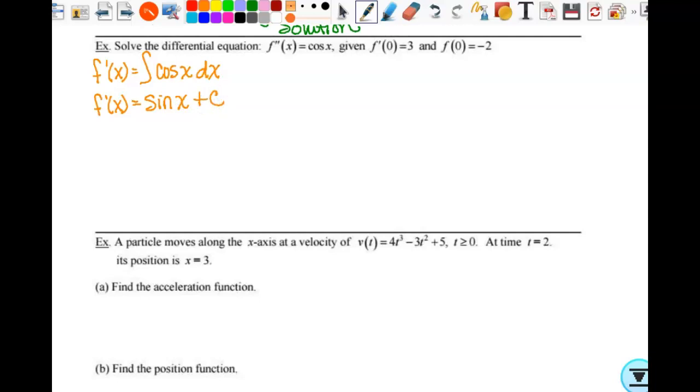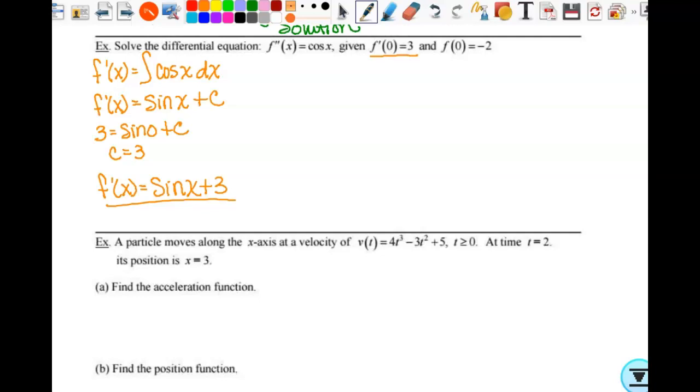Okay, so now I need to find this particular solution before I move on and find f. They've given me that f prime of 0 equals 3. So that means 3 equals the sine of 0 plus c. What is the sine of 0? 0. So c equals 3. So f prime of x is equal to the sine of x plus 3. Okay.